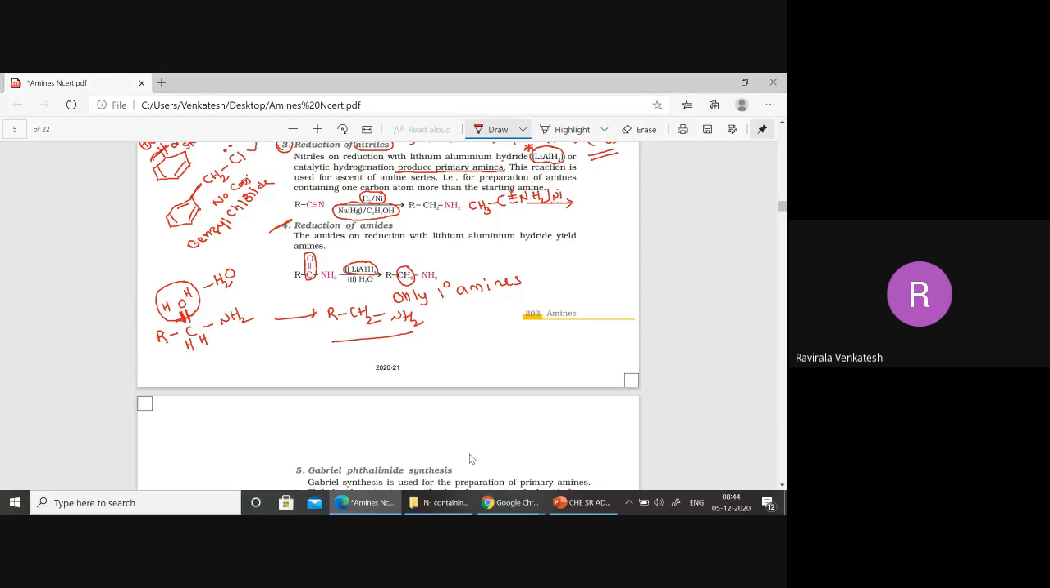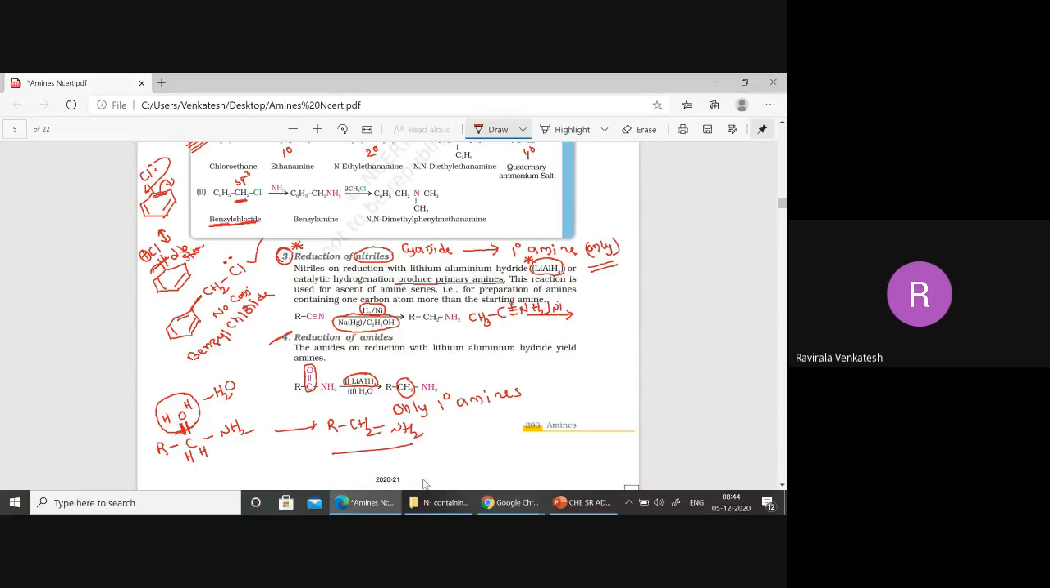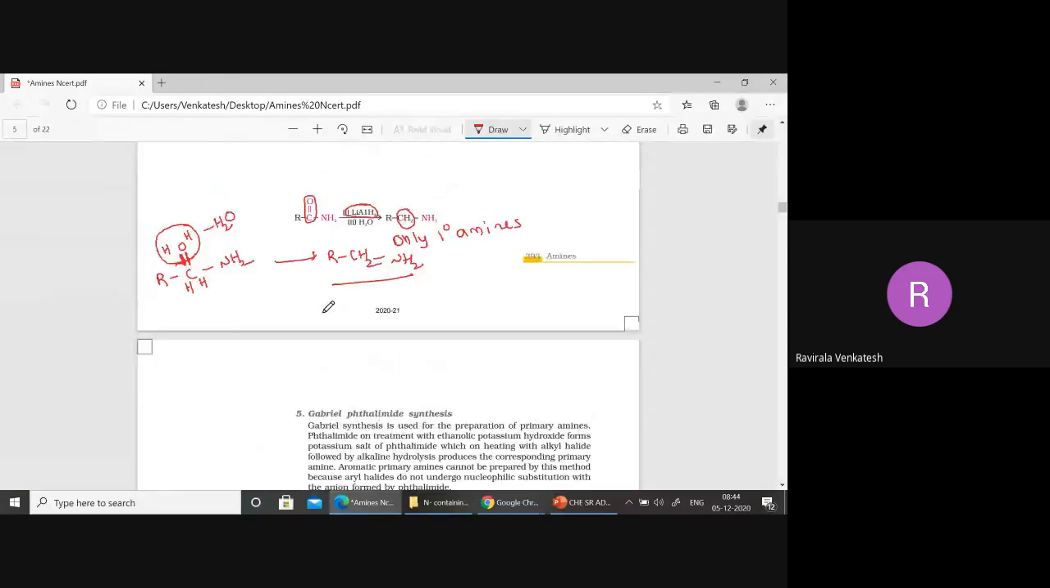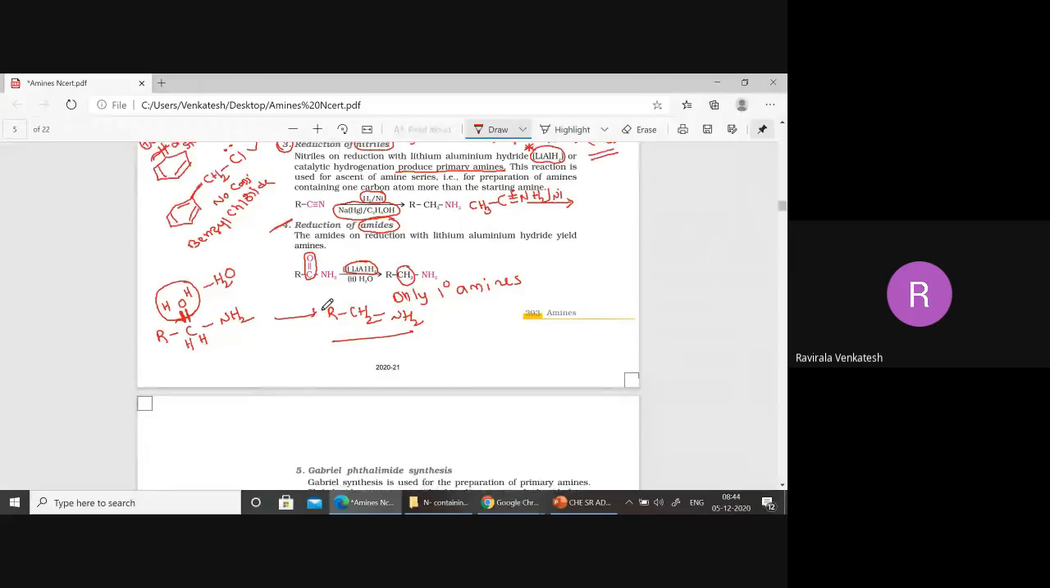Understood better? Now the important thing you have to remember: reduction of nitriles and reduction of amides both will produce primary amines. This is the important point we need to remember. Here amide means RCONH2, and here nitrile means RCN. This is about the reduction reactions. We completed reduction reactions.